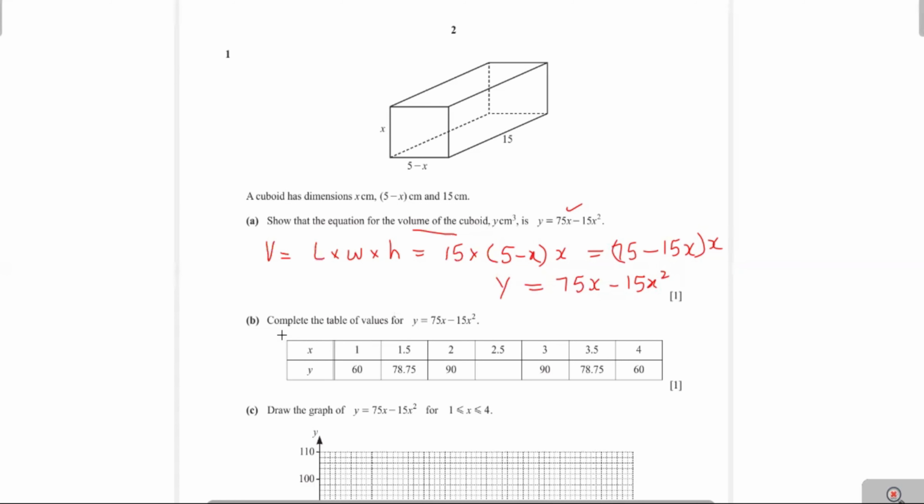Now part B, complete the values for y equal to 75x minus 15x squared. Here the values of x are given, the values of y are also given, but the value of y against x equal to 2.5 is not given. Firstly we have to complete this.